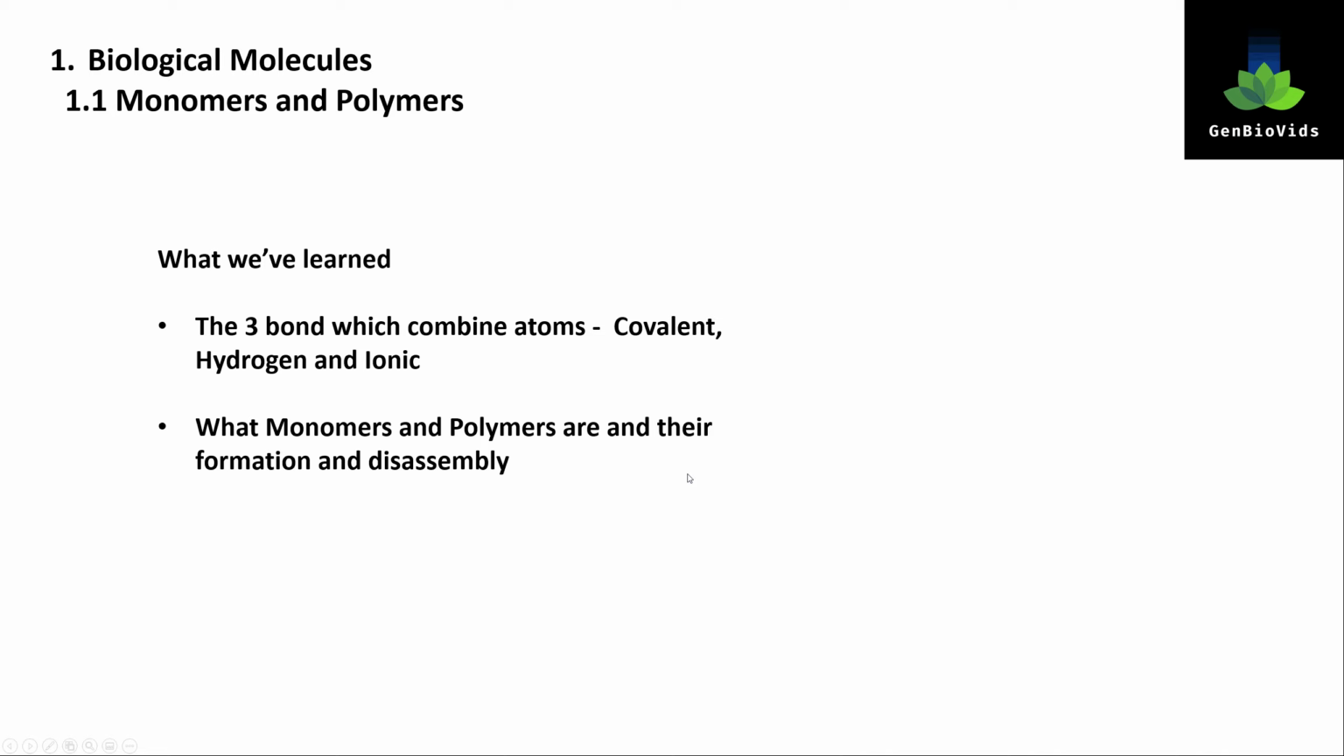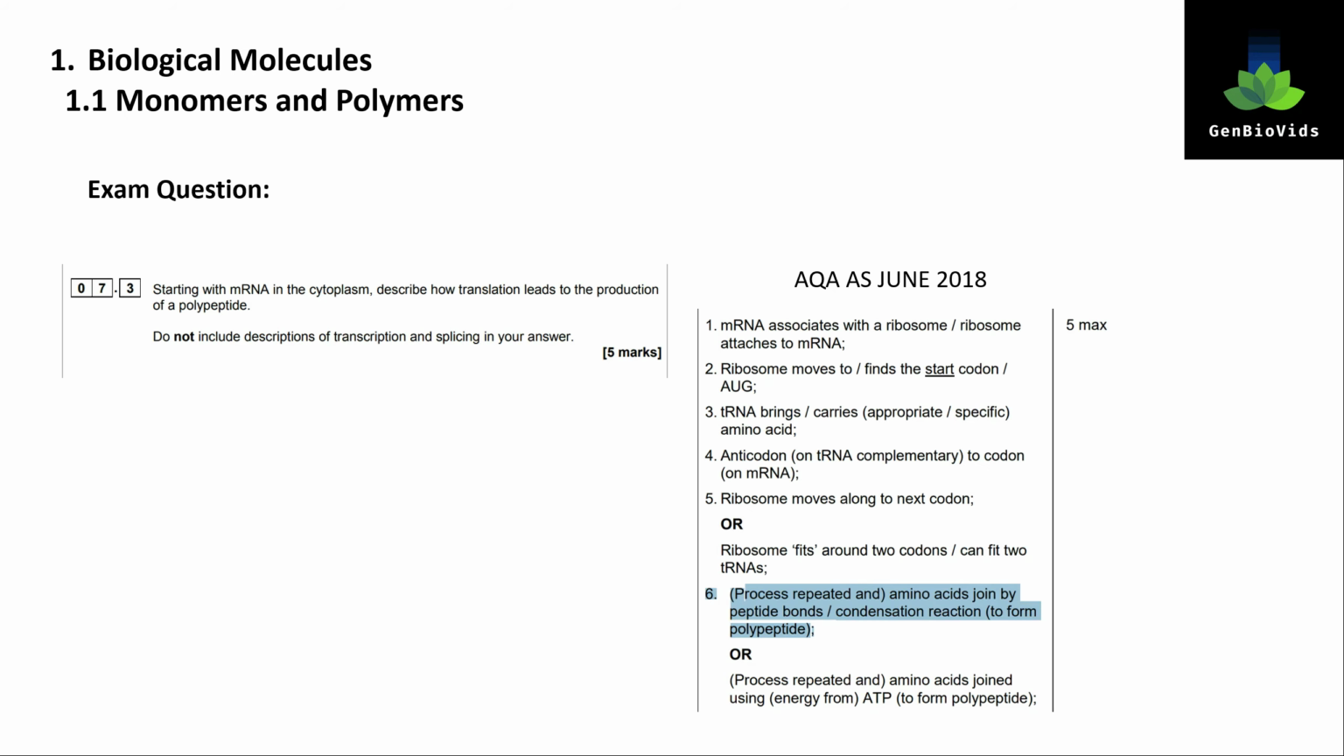So let's recap what we've learned so far. We've learned the 3 bonds which can combine atoms, which are covalent, hydrogen and ionic bonds. We've also learned what monomers and polymers are, and how they're formed and how they're disassembled through condensation and hydrolysis reactions. But most importantly, what you've learned so far will help you understand some of the molecular structure and formation of molecules in future topics.